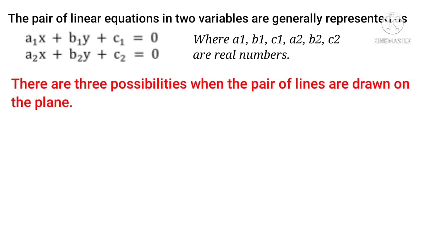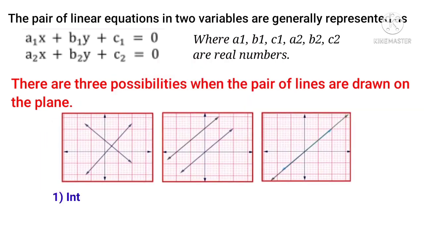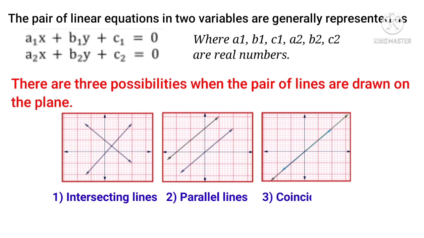When the pair of linear equations are drawn in a graph, there are three different possibilities. As shown in the figure, the first possibility is the lines may intersect each other. They are called intersecting lines. As shown in the second figure, the lines are parallel to each other. Therefore, they are called parallel lines. And in the third figure, one line is overlapping the other line. That is why they are called coincident lines.